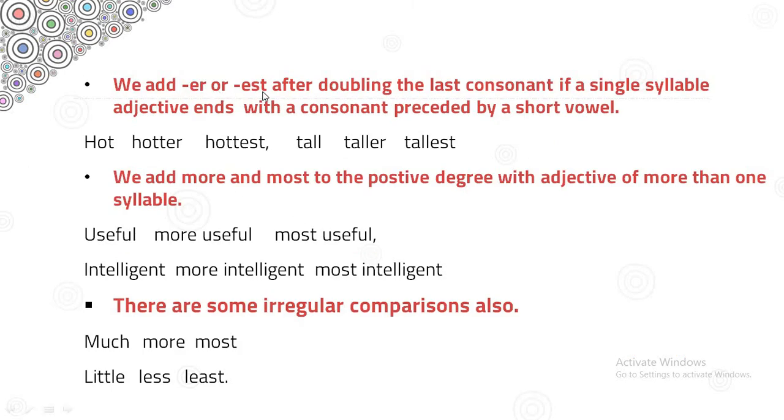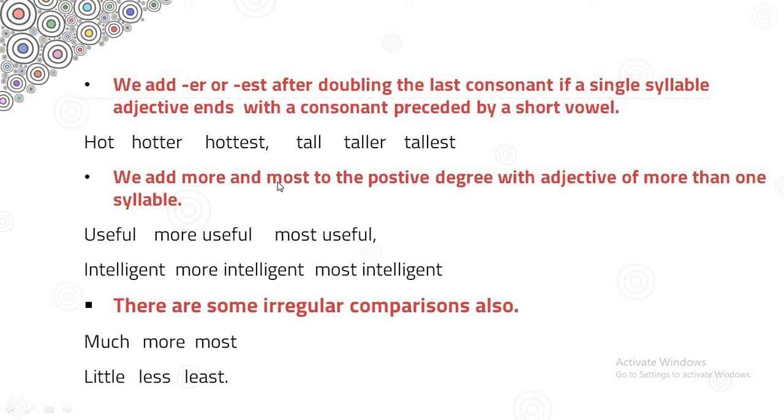We add er and est after doubling the last consonant if a single-syllable adjective ends with a consonant preceded by a short vowel, as in hot, tall. So T is your consonant here, so it will be doubled because it is preceded by a short vowel sound in one syllable. Similarly, tall, double L, preceded by a short vowel sound. So it will be hot, hotter, hottest, double T. Similarly, tall, taller, tallest.